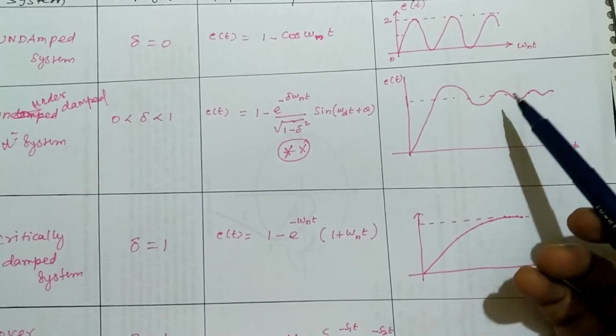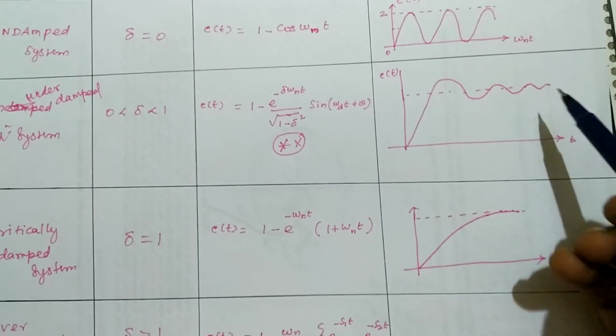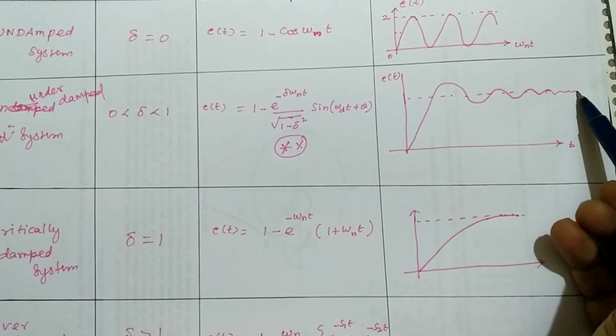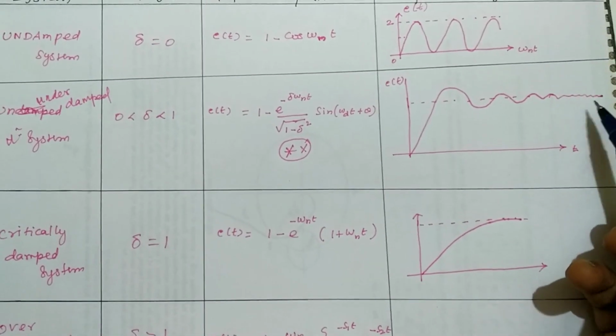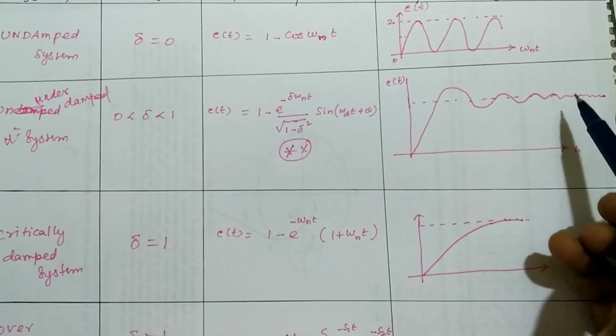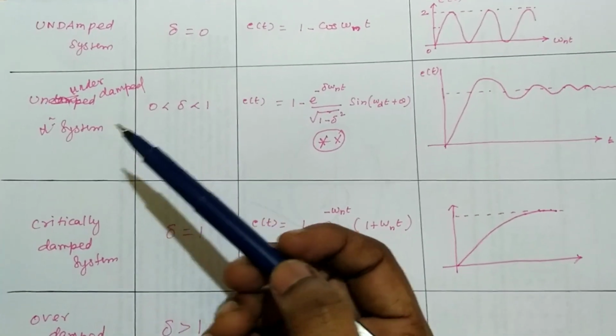So the response, our output, gradually becomes 0. The oscillation becomes 0 at one time. So this is called an underdamped system.